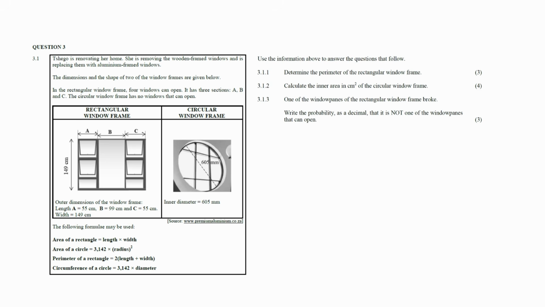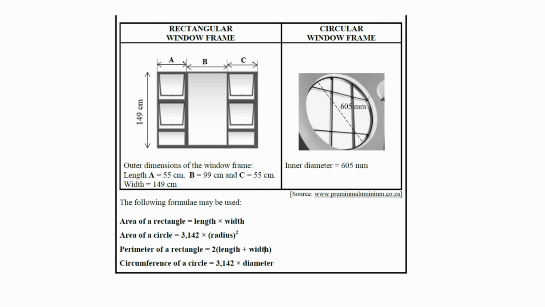Question 3.1 consists of 2 measurement questions and 1 probability question that were designed to assess your understanding of perimeter and area of a rectangular shape and the circumference and area of a circular shape. You are given 2 types of window frames in the shape of a rectangle and circle. The dimensions of the rectangular window frame are given in centimeters, while the dimension of the inner diameter of the circular window frame is given in millimeters.